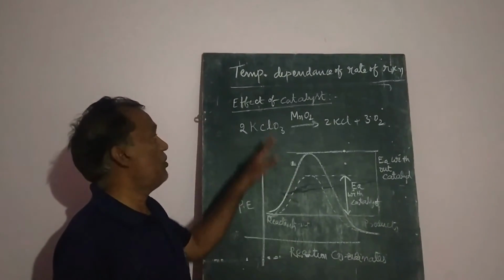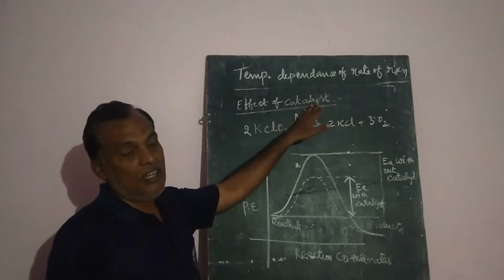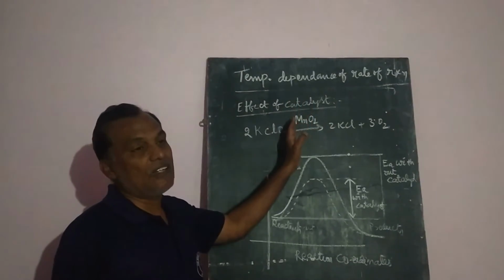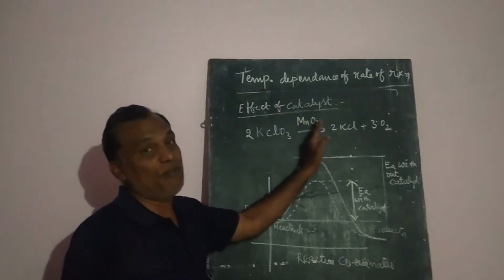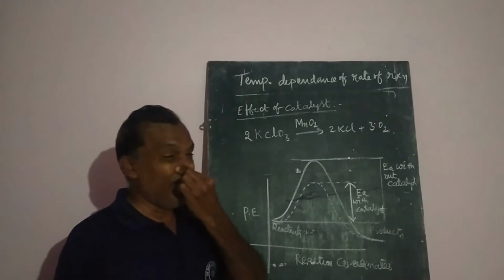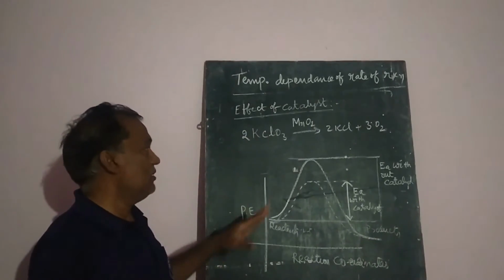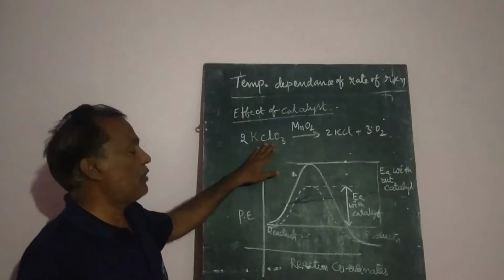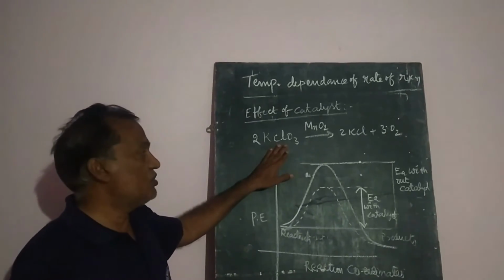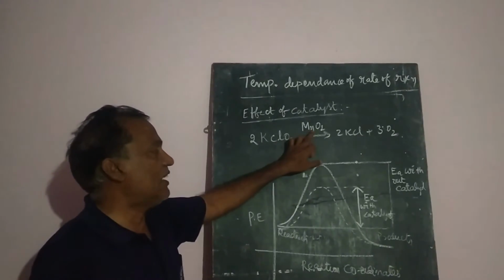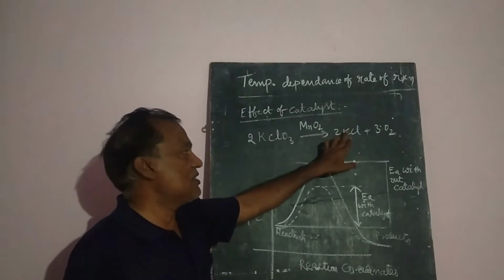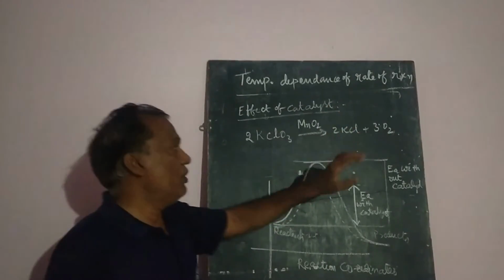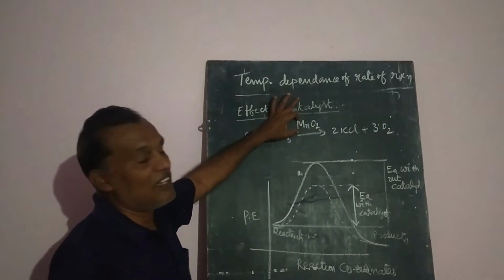Let us discuss the effect of catalyst. Already we know that in the presence of a catalyst, the rate of reaction increases. How does it increase? Let us see. For example, potassium chlorate dissociation in the presence of a catalyst, manganese dioxide, will give us KCl and 3O2. We know that here manganese dioxide is the catalyst.